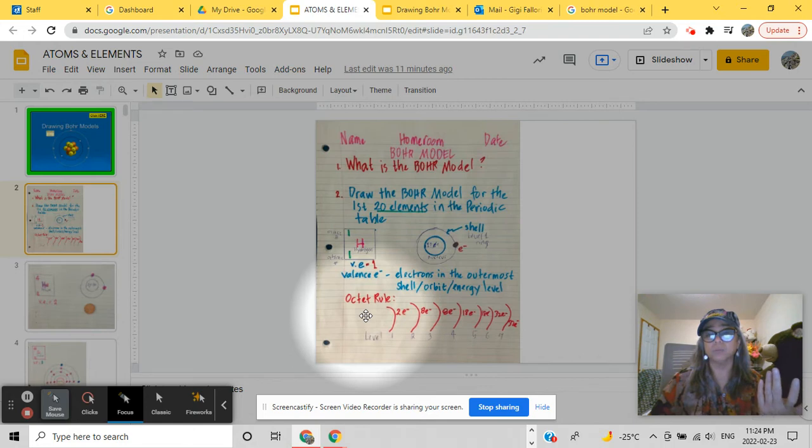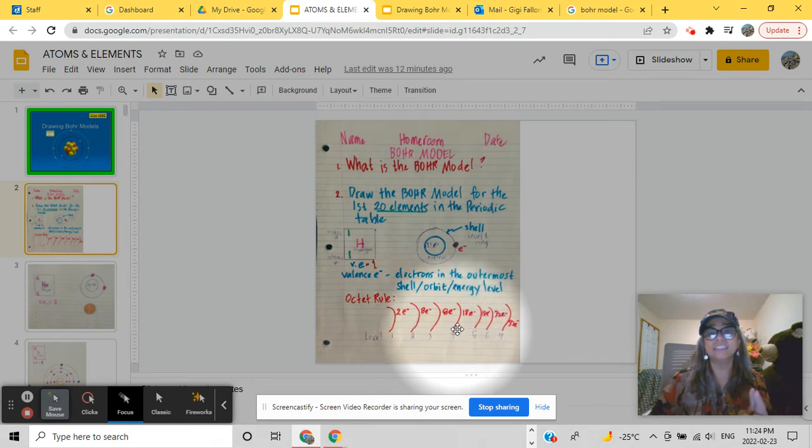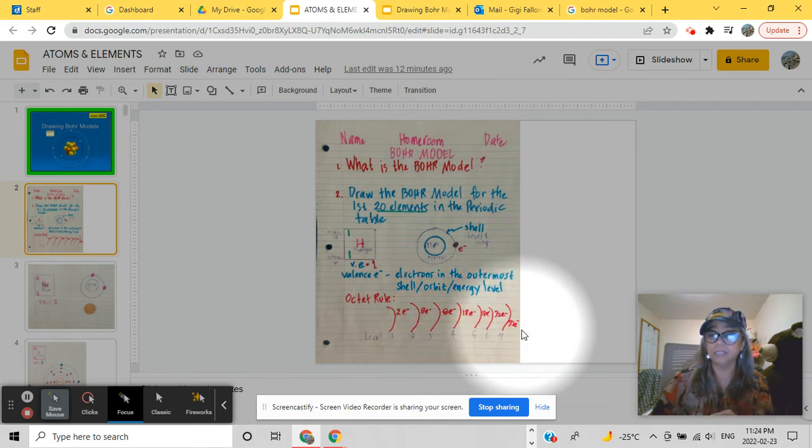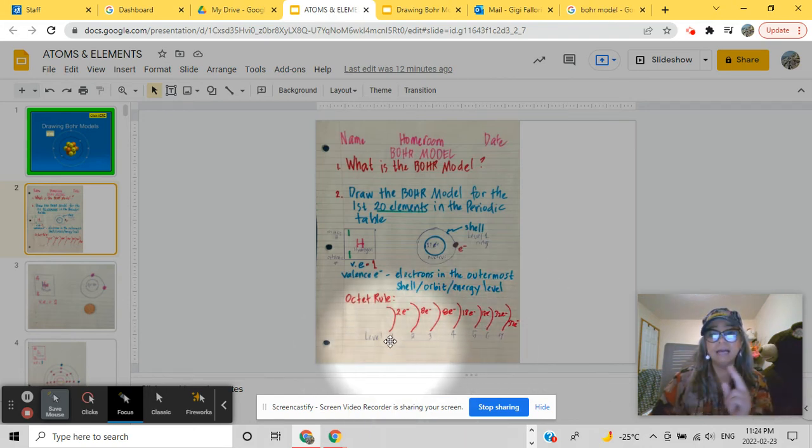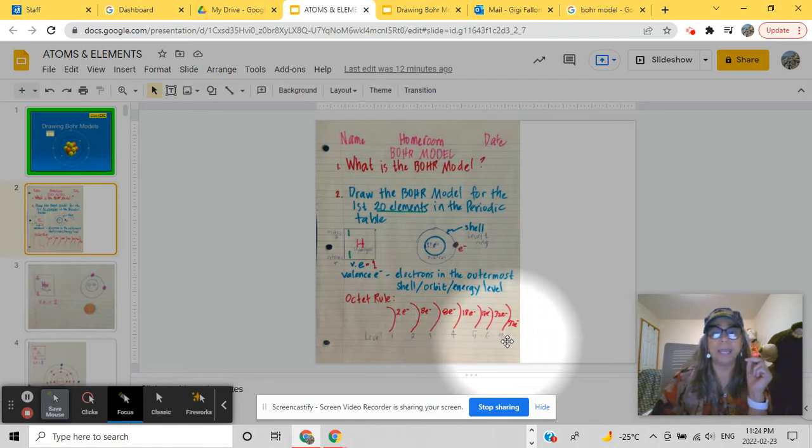And remember the octet rule earlier, right? So the first energy level can only accommodate two electrons. And then the next would be 8, 8, 18, 18, 32, 32. So remember those, okay? First shell, 2. 2 and 3 would be 8. Then 4 and 5 would be 18. 6 and 7 would be 32, okay?